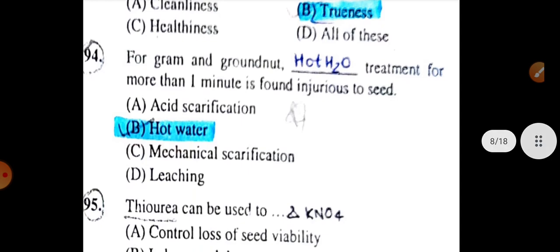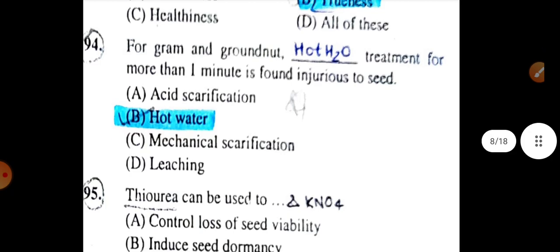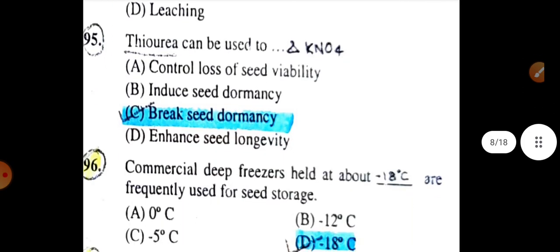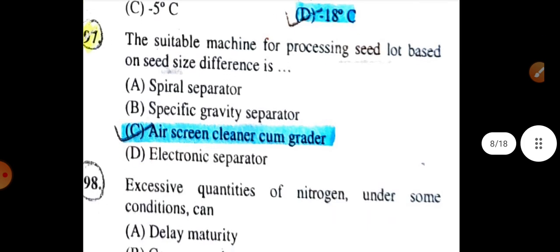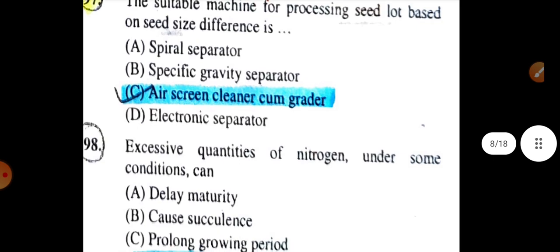For gram and groundnut, water treatment for more than 1 minute is found injurious to seed. Thiourea can be used to break seed dormancy. KNO3 is also used to break seed dormancy. Commercial deep freezers held at about -80 degrees Celsius are frequently used for seed storage. The suitable machine for processing a seed lot based on seed size difference is the air screen cleaner cum grader.